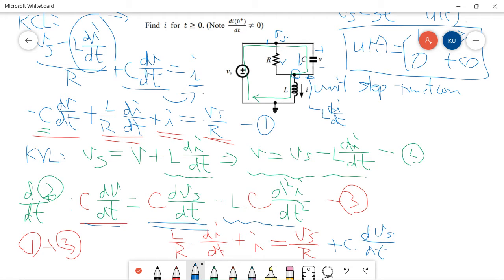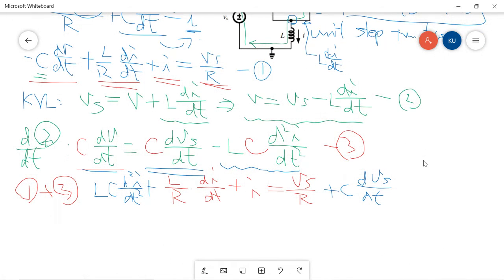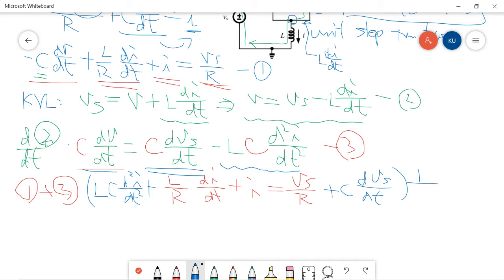And this one on the right hand side, in terms of I, so we move it to the left hand side. So it becomes LC, second derivative of I, something like this. Then we can just divide LC on both sides so that we have the normalized second order coefficient.